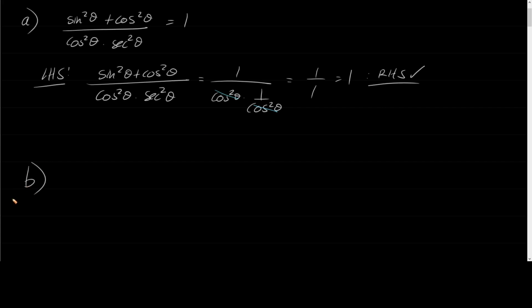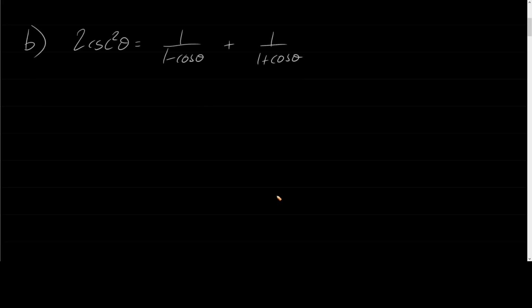So let's do another one. Let's say that I had something like 2 cosecant squared theta is equal to 1 over 1 minus cosine theta plus 1 over 1 plus cosine theta. Now, again, you want to start with the side that looks like it has more stuff going on. As written, the right-hand side here looks like it has more stuff going on. In other words, there's more algebra, more arithmetic that I can apply to this side than there is on this side. So I'm going to start with the right-hand side.